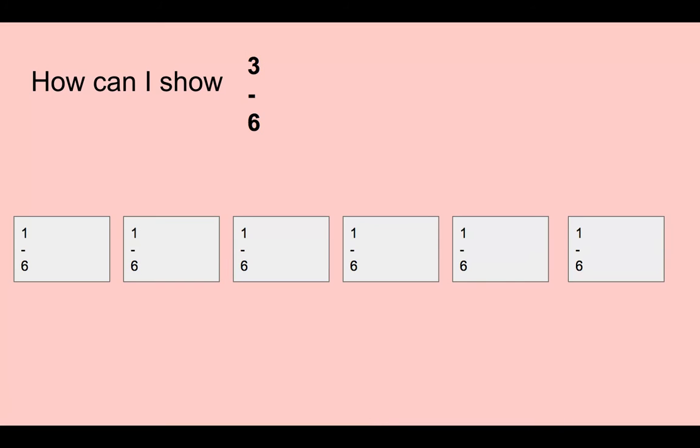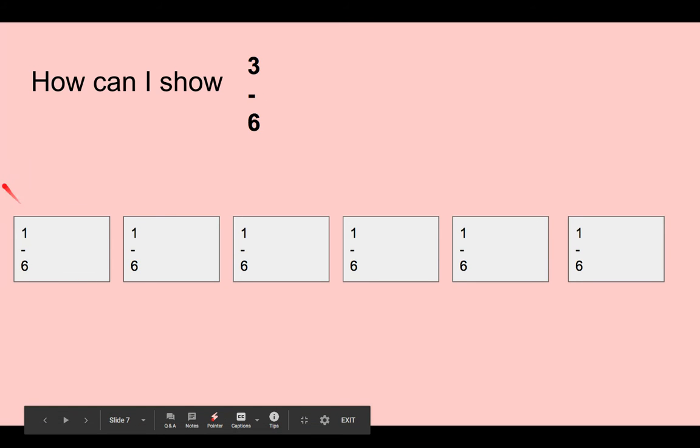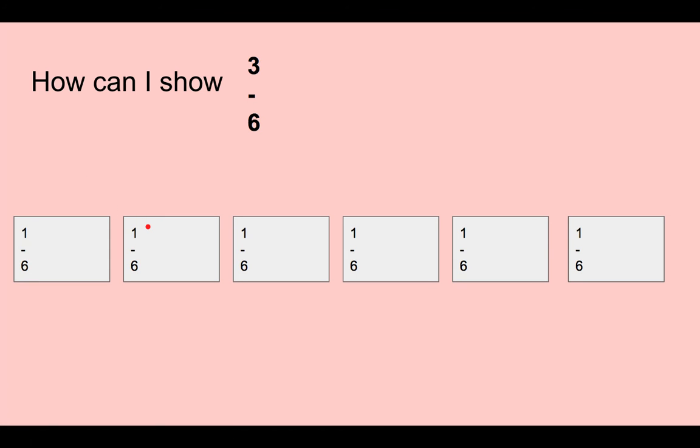How can I show 3/6? If I have individual sixths, I can group 3 of them to show 3/6. I would take 1, 2, and 3. These 3 would show me 3/6.